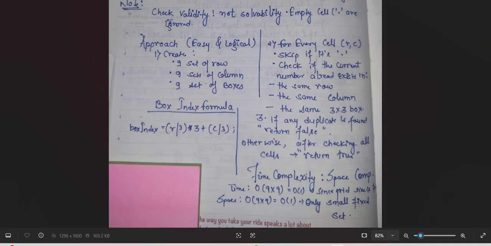Yeah, and the space complexity is big O of 9 cross 9 again, or we can say big O of 1, only the small fixed set. Because there is a small fixed set, that's why we simply take big O of 1, or because it is an integer, that's why it gives the space complexity as big O of 1. Or we can say that based on the grid size 9 cross 9, big O of 9 cross 9 will be the space complexity as well as the time complexity.